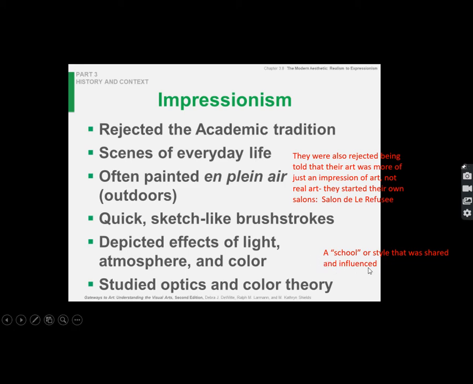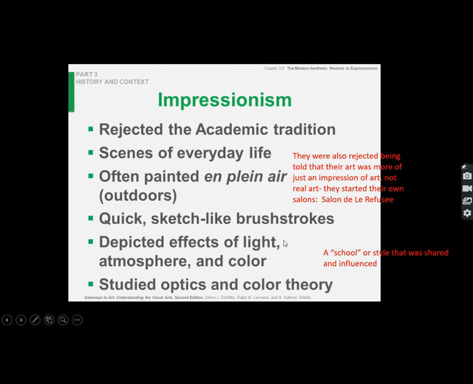This is a school or style that was shared. So these people got together in the cafes of Paris and sort of decided like this was a thing, or they would come to each other's studios and influence each other, right? Rather than the competitions of, say, the Renaissance, artists are sort of a collective now, sort of huddled against the salon or the academy.